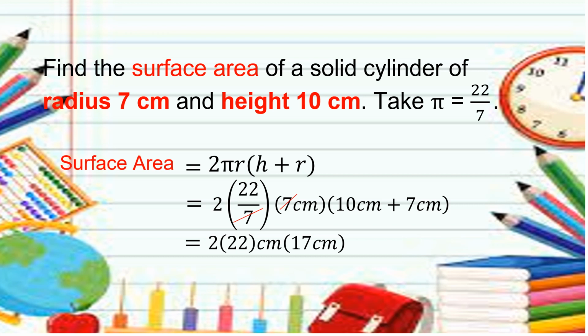Simplifying further, we get the surface area of the solid cylinder, which is equal to 748 square centimeters. Please take note that when we are computing for the surface area, it is equal to square units. So it is expressed to the power of 2.